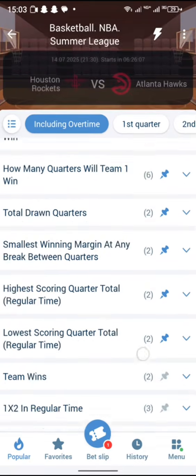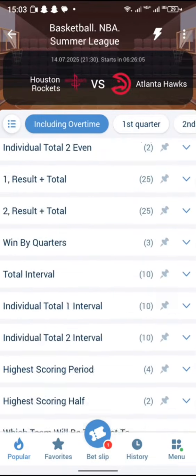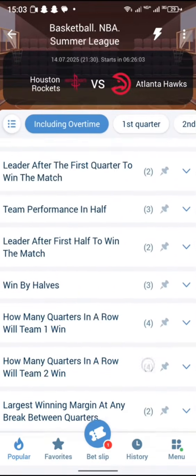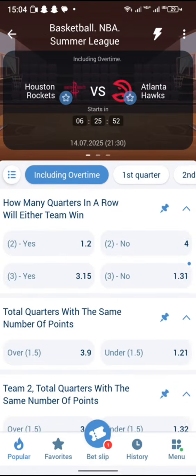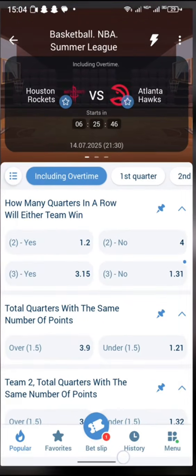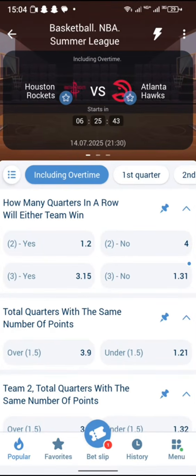I think they have the individual option. Yes, they have it. Now, if you are going for the individual option, it's specifically for the home team and the away team. But no, we are focusing on the overall option, so it applies to both teams. So now, how many quarters in a row will either team win? I'm going for three. No.